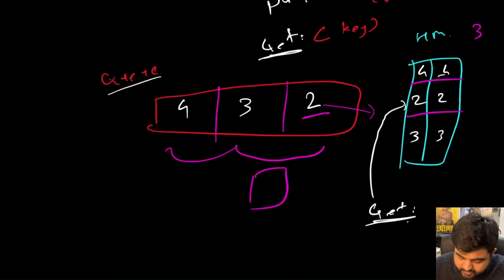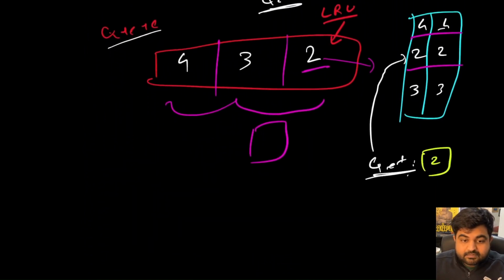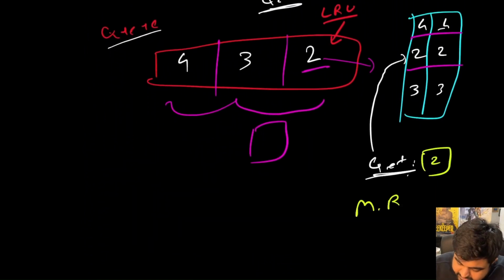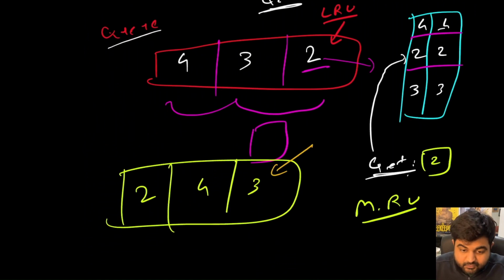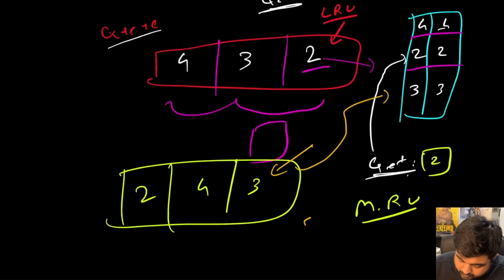Currently in this scenario, the least recently used element is value number 2. That is very simple to understand. But now if I do get 2, immediately 2 becomes the most recently used element because I just accessed 2. So the new flow of the queue is going to be 2, 4 and 3. And now suddenly 3 becomes the least recently used. If I want to add value number 5 in this case, I need to kick value number 3 out.